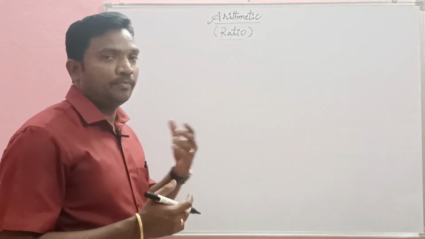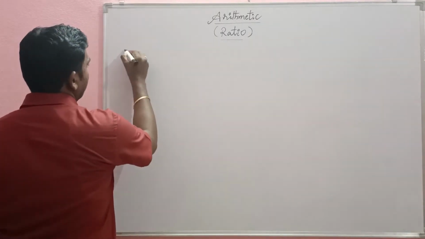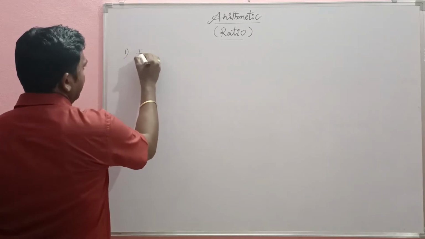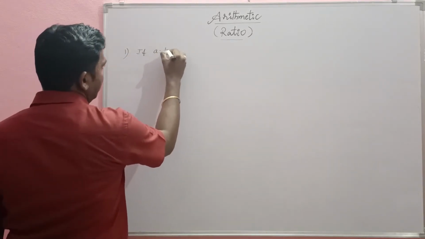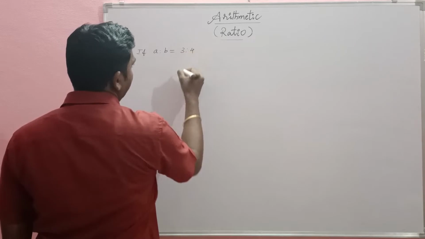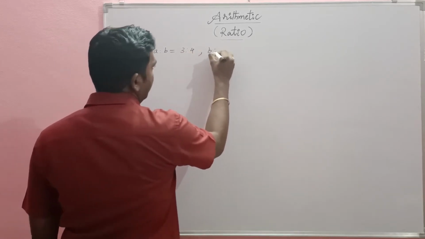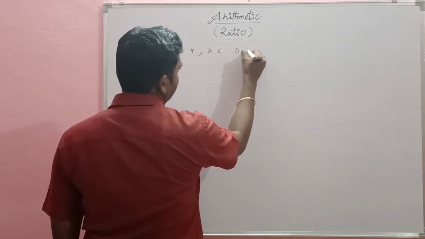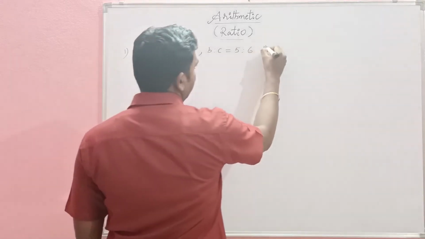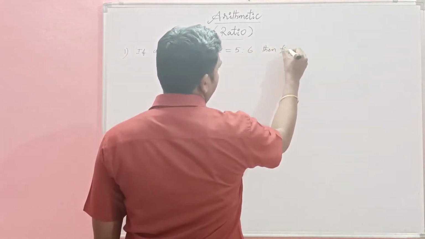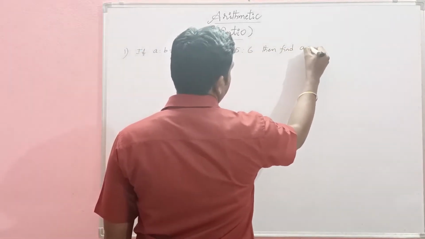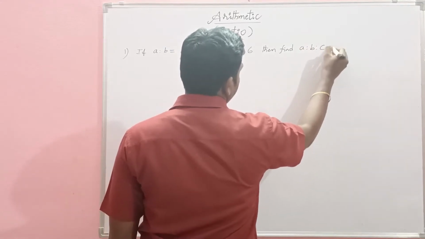Let us go to the problems. If A is to B is equal to 3 is to 4, B is to C is equal to 5 is to 6, then find A is to B is to C.